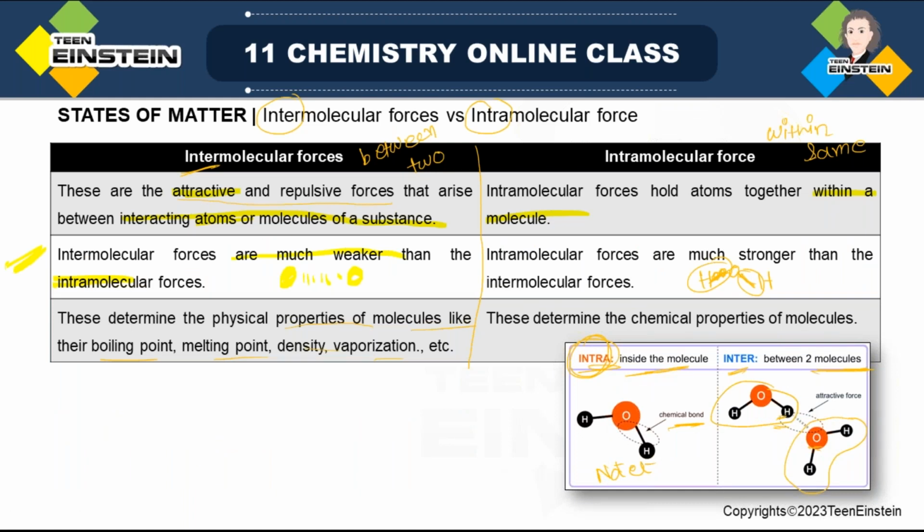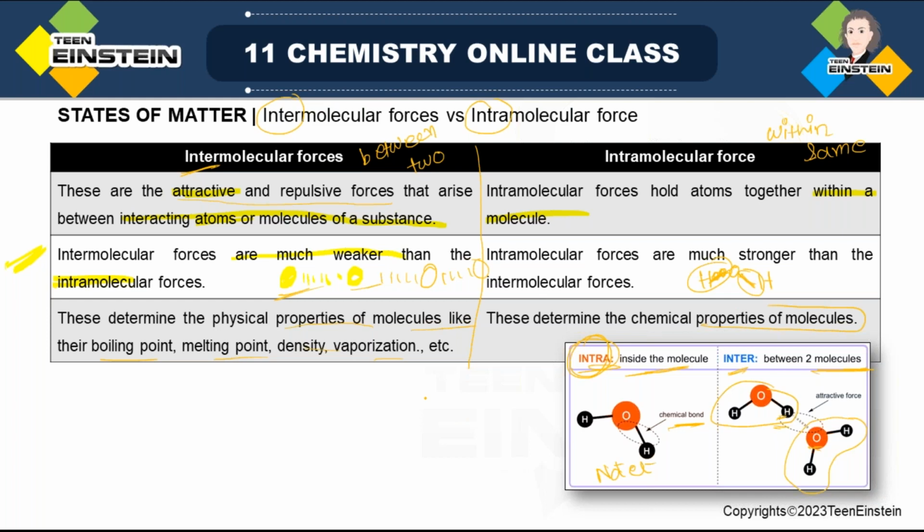When you want to determine physical properties, like boiling point and melting point, these are related to a large collection of molecules. Obviously, intermolecular forces you have to consider, because that is always between two molecules. Here, for simplicity, we have taken two, but there will be many other molecules like this, so it will be extended. But intra determines the chemical properties of molecules.